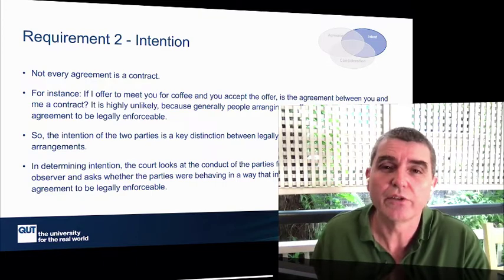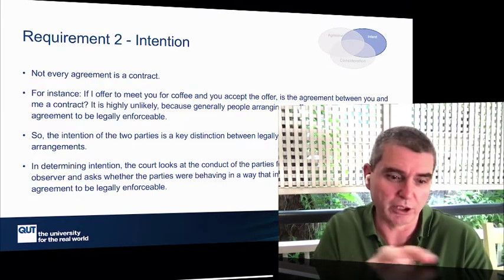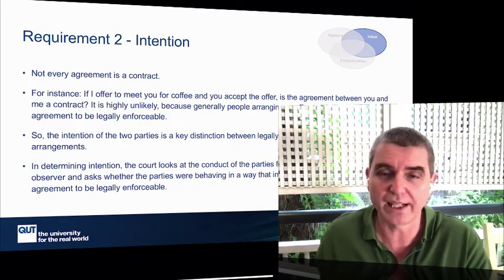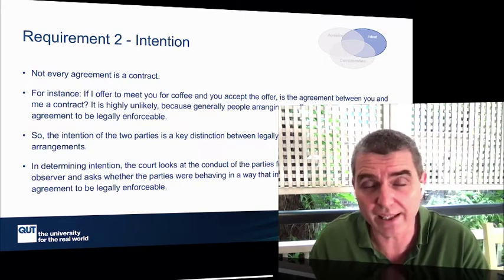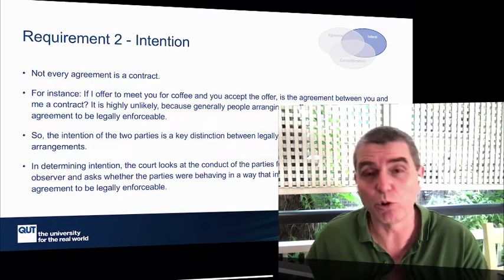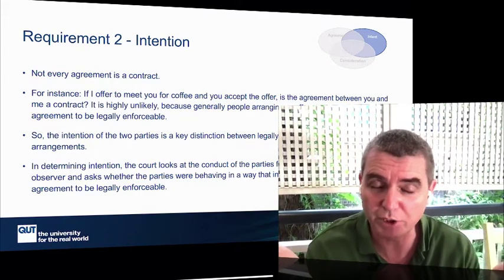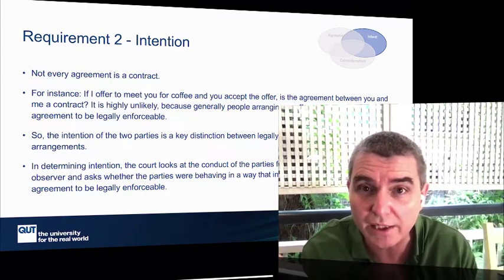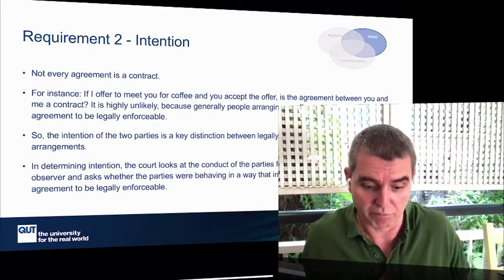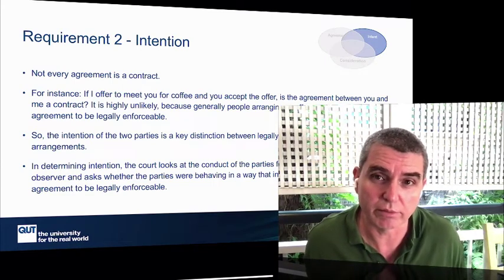So the courts want to distinguish those situations where we just have an agreement or even a promise from a contract. One of the ways it does that is, what did you intend? Did you intend there to be legal consequences? Now, the way the courts look at that in the modern era is they look at it from the outside, from an objective observer. What would an objective observer think about this agreement? Was there an intent to create legal relations, or was there not?